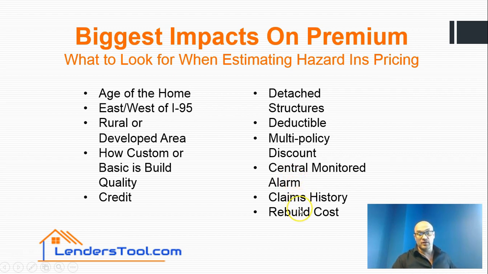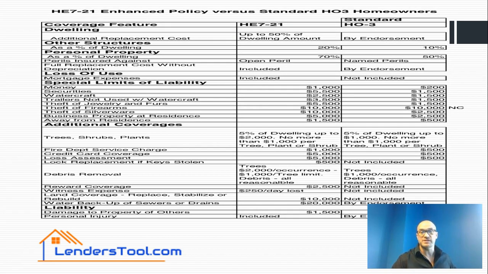Additionally, you'll find rebuild cost. That's going to be huge. We make sure that we get the rebuild cost right, and then we try to work everything from there. So let's talk about the different policy types. The first thing, and I know it's a little bit squinty on here, but I wanted to make sure you know, what is an HO7 versus an HO3?